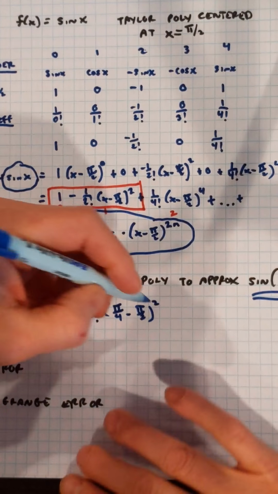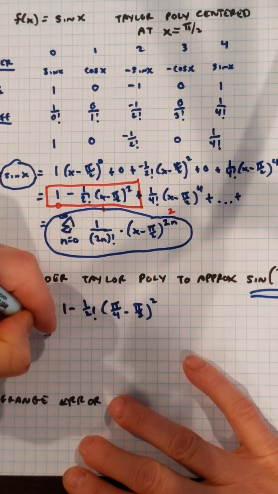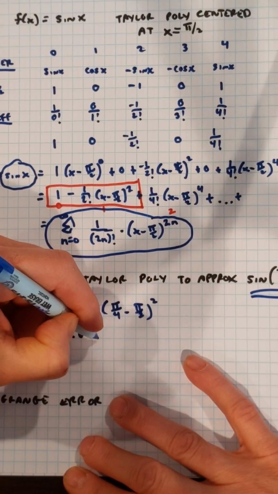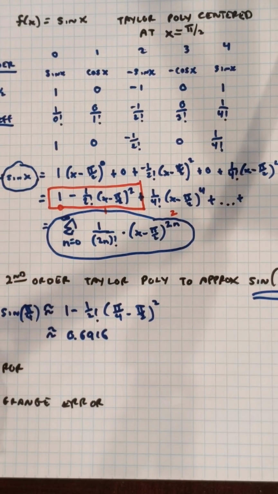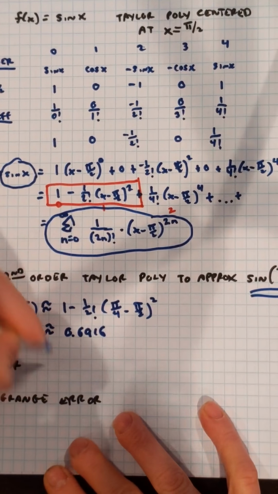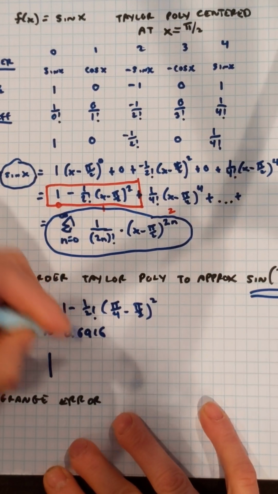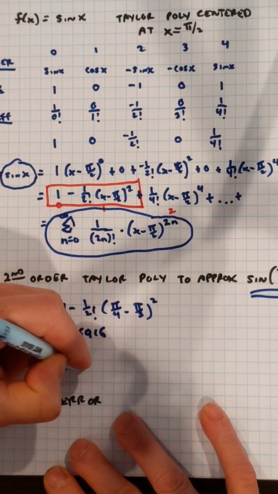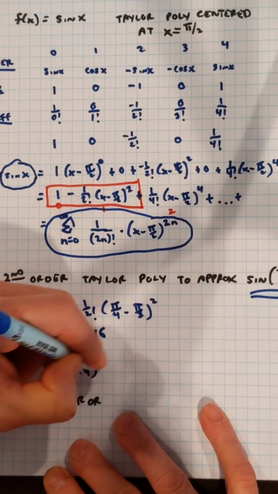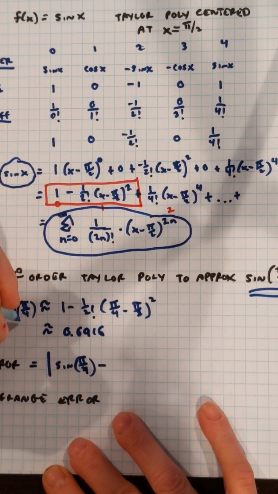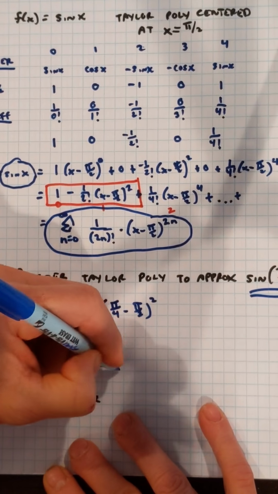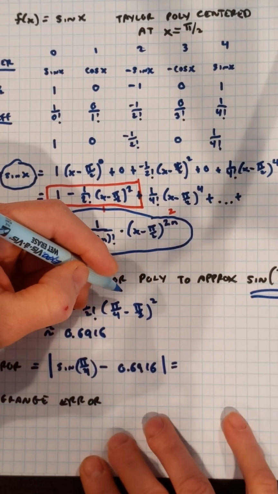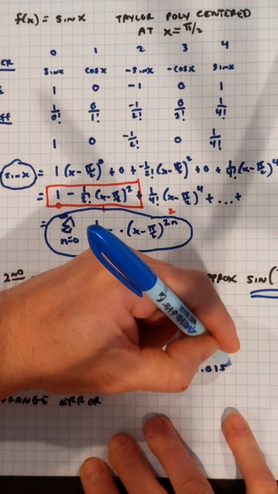Now if I compute that, I get my approximation to be 0.6916. Now the error, we express errors as a positive term, so the error is equal to the actual sine of pi over 4 minus my Taylor series polynomial, which was this. And if I compute that, I get an error of 0.0155.